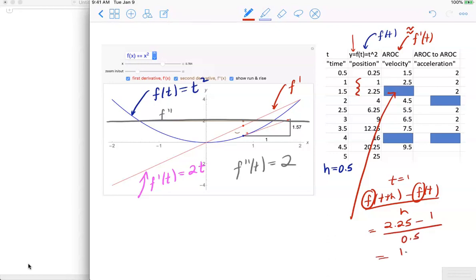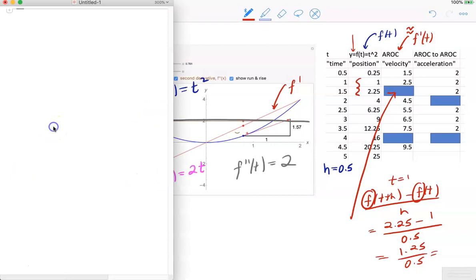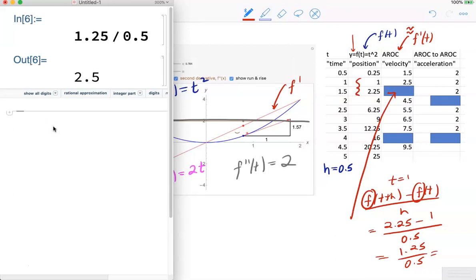So that would be 1.25 divided by 0.5, and you can see what's going to happen. Let me go to my calculator here: 1.25 divided by 0.5, we get 2.5, which is the quantity that is given right here, 2.5.